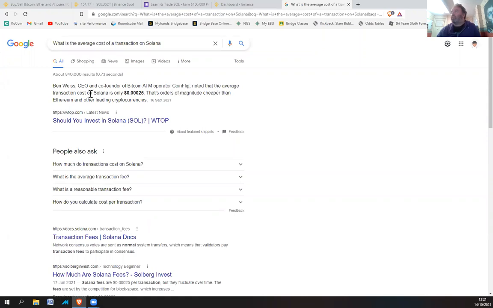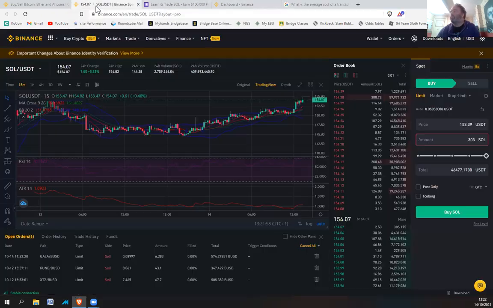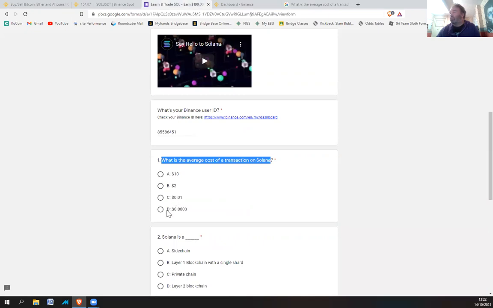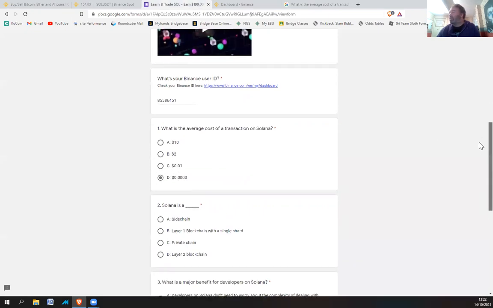Notice that the average transaction cost of Solana is 3 noughts and a 2. That's automatically cheaper than Ethereum. So that's showing how good Solana is. Transaction fees, basically nothing. Okay, where gas fees in Ethereum are bloody mind-blowing. Okay, so 3 noughts and a 2, so it's that one. Okay, that's the answer to that one.